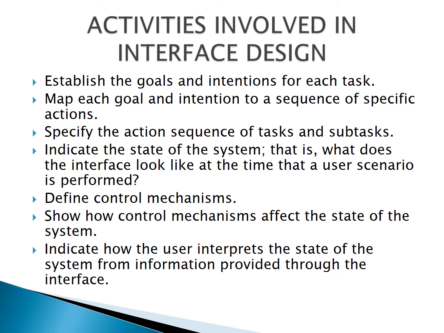Activities involved in interface design. It establishes the goals and intentions for each task. It maps each goal and intention to a sequence of specific actions. It specifies the action sequence of tasks and subtasks, and indicates the state of the system, that is, what the interface looks like at the time the user scenario is performed. It defines the control mechanism and shows how the control mechanism affects the state of the system. It indicates how the user interprets the state of the system from information provided through the interface.